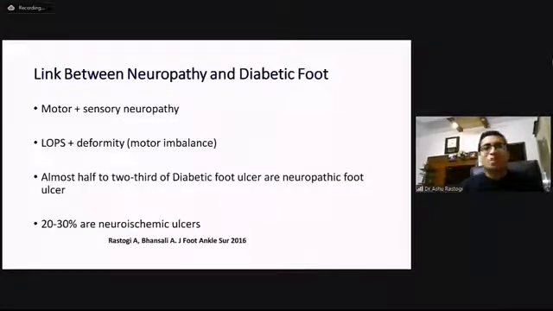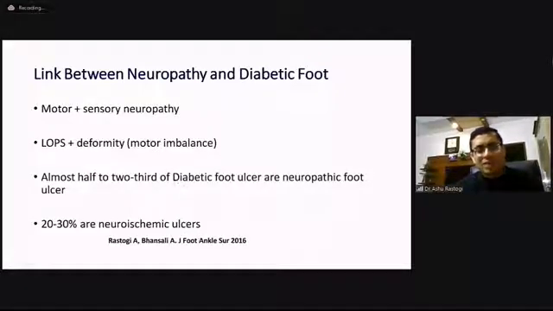Now coming to the most important aspect of what we have gathered today, I'll be spending just 10-15 minutes, half of my presentation, on the link between neuropathy and diabetic foot. In the past slides I have told you how to examine a patient who can have a motor neuropathy. If he's having a motor neuropathy, he'll have deformities and motor imbalance. If he has a sensory neuropathy, he will have a loss of protective sensation, which is also called LOPS. And usually these patients have a combination of these two, and this makes the foot much more prone to impact, trauma, insensation, and the development of foot ulcers.